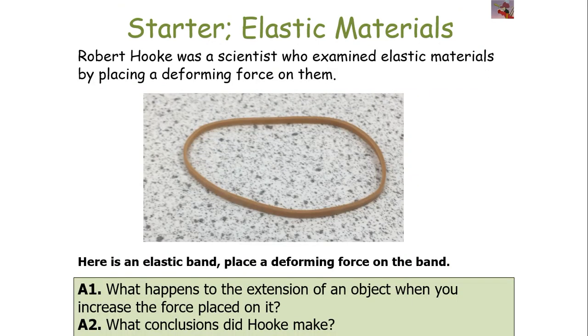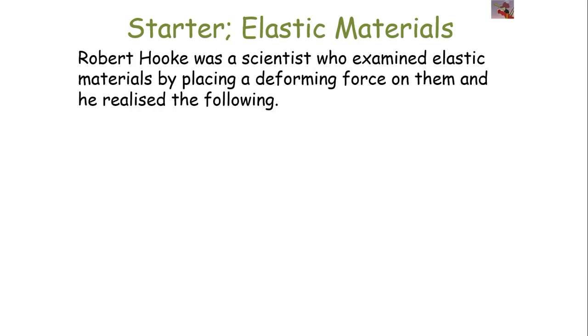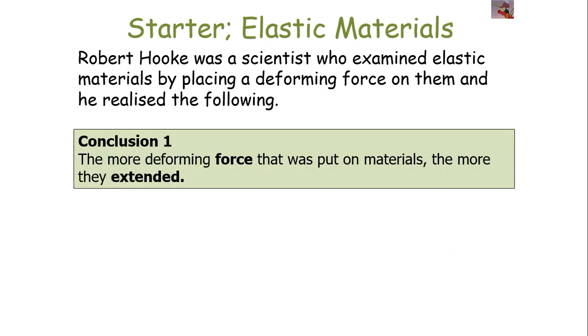Now, Robert Hooke was the scientist who examined elastic materials by placing a deforming force on them. Now, he considered objects like elastic bands, but obviously it was a different object as Hooke was around 400 years ago. Now, he considered the following questions. What happened to the extension of an object when you increase the force placed on it, and what conclusion can you make from that? So he realized the following.